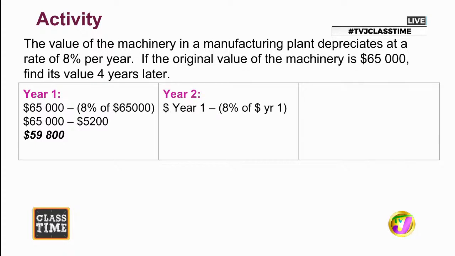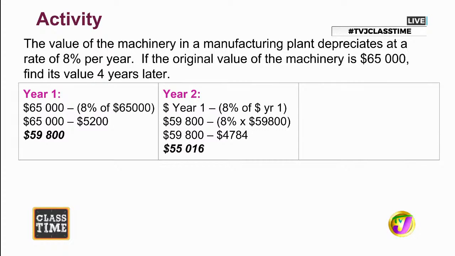All right. So we're taking the current value now, which is $59,800, and we're subtracting 8% of that from it. 8% of $59,800 is $4,784. And when we subtract, the machinery now values $55,016. Wow. All right, what about year three?